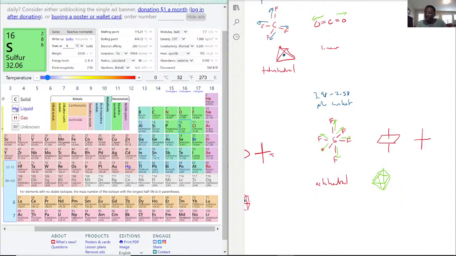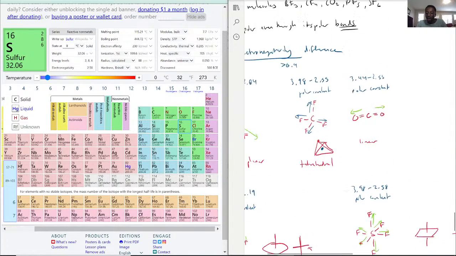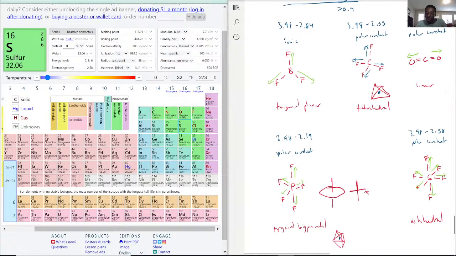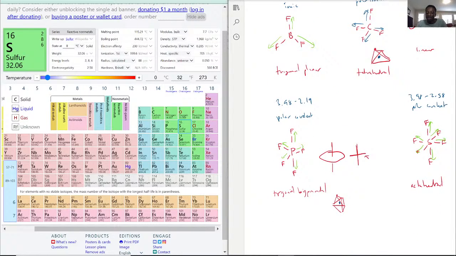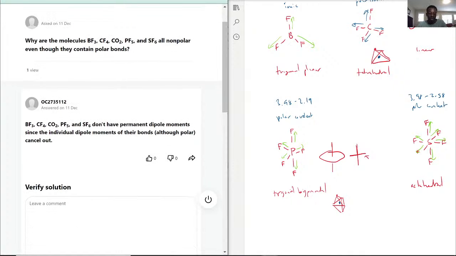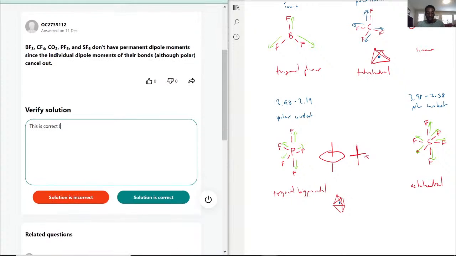I like it much better shown like this. But exactly, this is why all of these, even though they have polar bonds, are non-polar, because the key thing here is that when you look at their electron geometry and molecular geometry, you will see that things are all being pulled in the same direction with the same force. Exactly. The individual dipole moments all cancel out. This is correct.